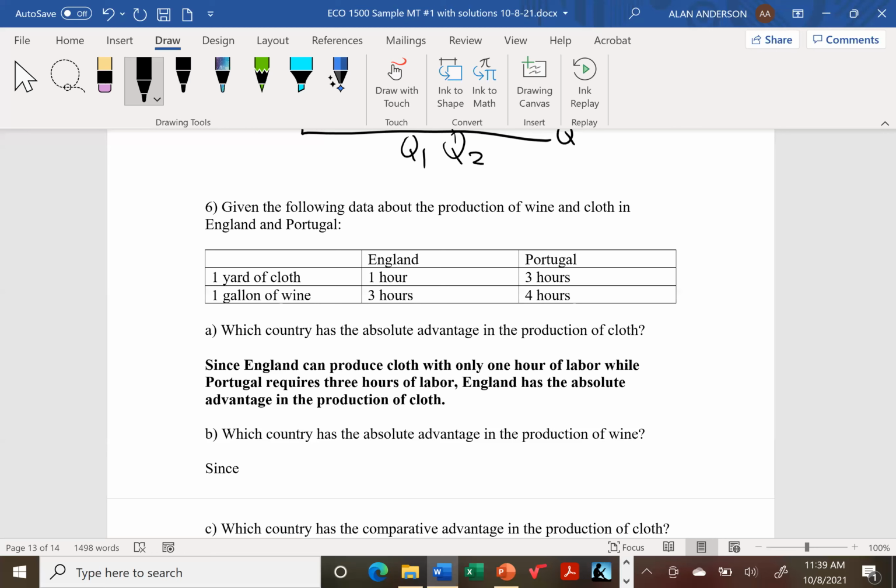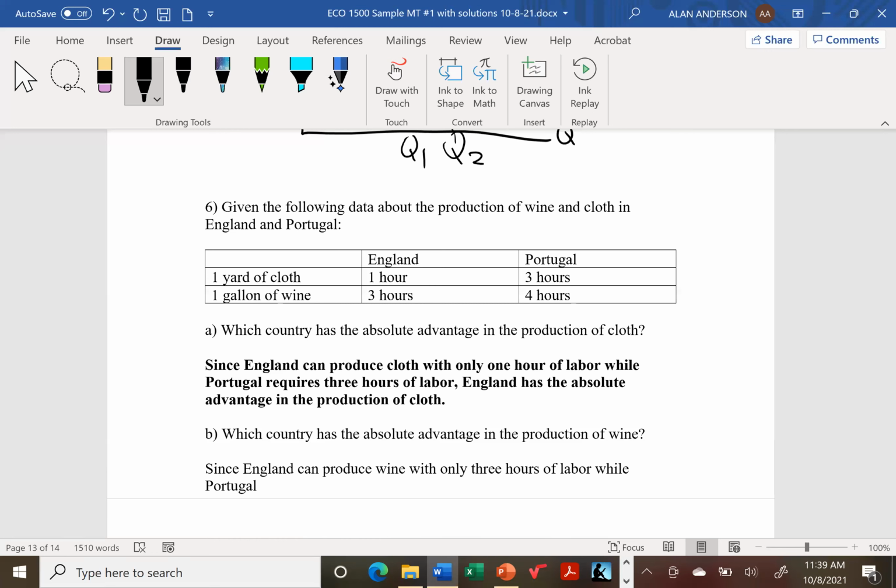Manufacturing is what they do the best. And so even though their soil isn't so great for wine growing, and it's an open question which one will have the higher quality, still, since England can produce wine with only 3 hours of labor, while Portugal requires 4 hours of labor, England has the absolute advantage in the production of wine.